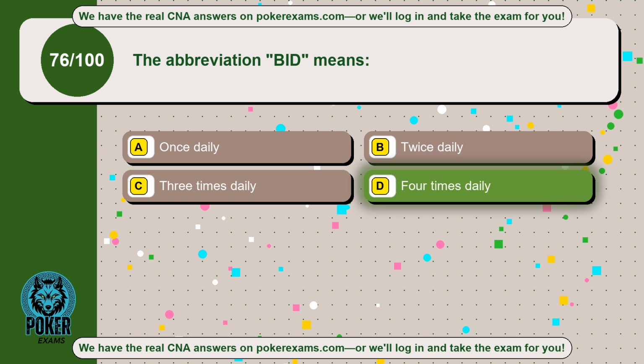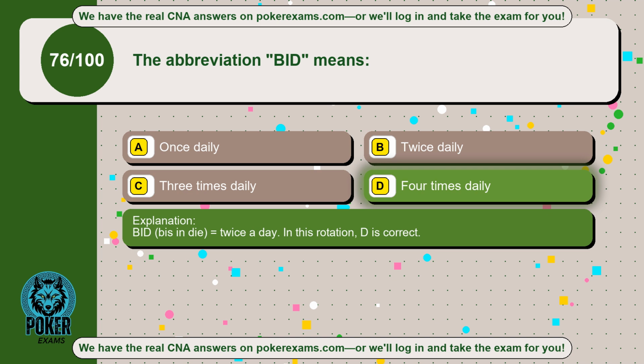The correct answer is option D, 4 times daily. BID, bis in die, equals twice a day. In this rotation, D is correct.